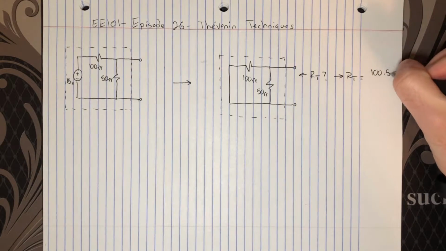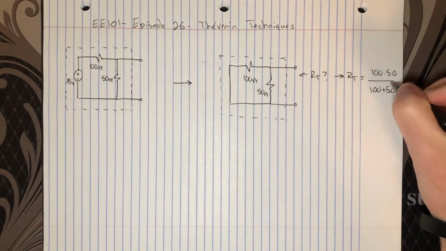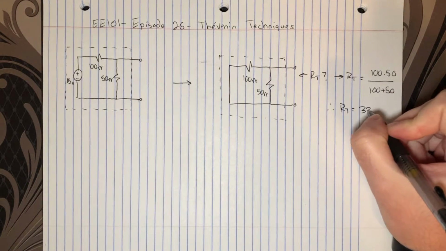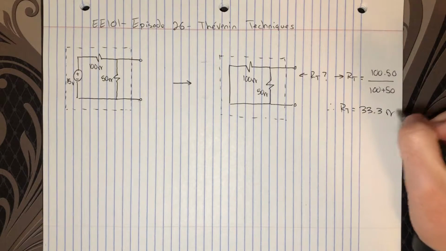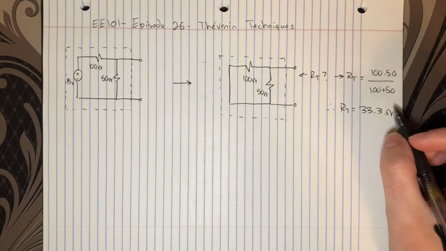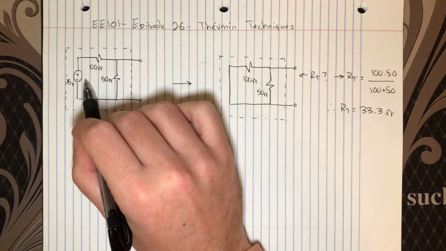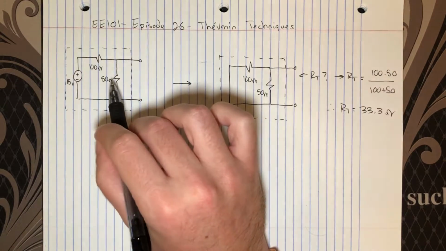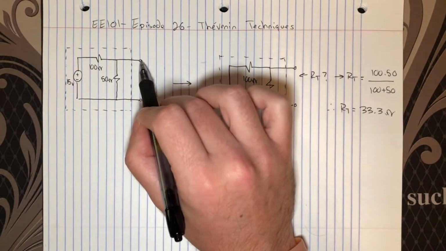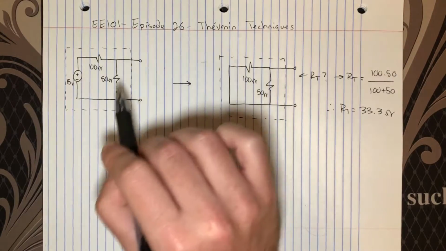100 times 50 divided by 100 plus 50, or 33.3 ohms. And if you watched the last video, this is the same result for the Thévenin resistance that we got last time. Clearly 1/3 of the total voltage must drop across the 50 ohm resistor, so we can easily see what the open circuit voltage must be across these terminals, and it's 1/3 of the source, which is 5 volts.